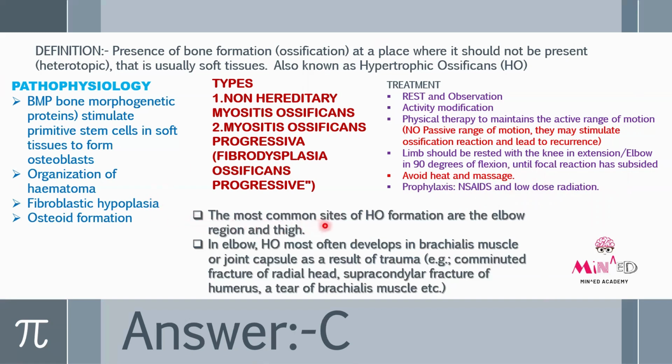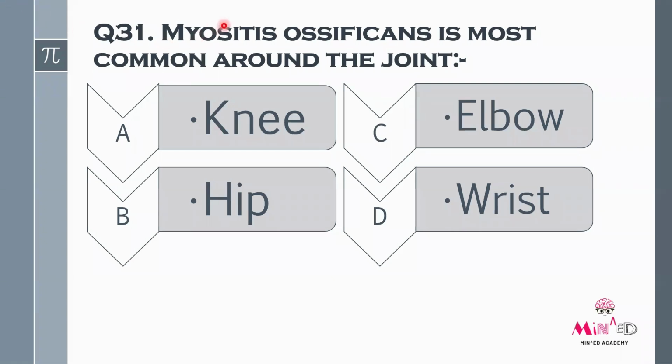Now, the most common site of HO, or hypertrophic ossificans, formation is the elbow region and thigh. In the elbow, HO most often develops in the brachialis muscle or joint capsule as a result of trauma. Examples: comminuted fracture of radial head, supracondylar fracture of humerus, and a tear of brachialis muscle. So the answer for this question will be C. Myositis ossificans is most common around the elbow joint, that is option C.